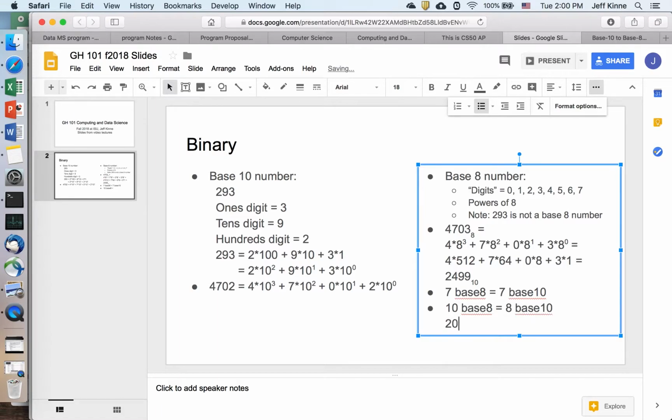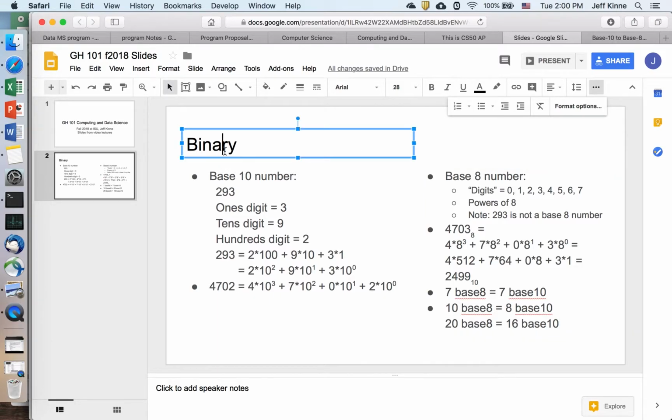How about the number 20 base 8? Well, your 2 is multiplied by 8. So that's 16. Okay? So we didn't do binary here, we did base 8, which is called octal.